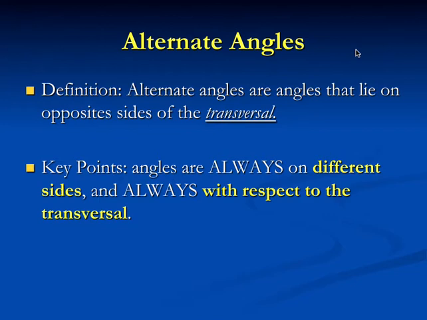The next vocabulary term is alternate angles, and alternate angles are with respect to the transversal. Basically, if we have alternate angles, it means that we have angles that lie on opposite sides of the transversal.